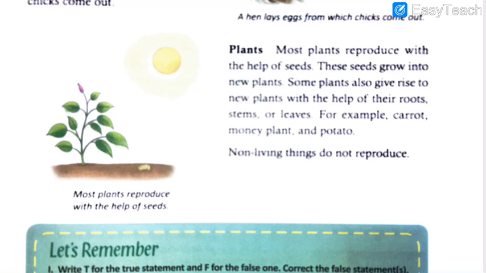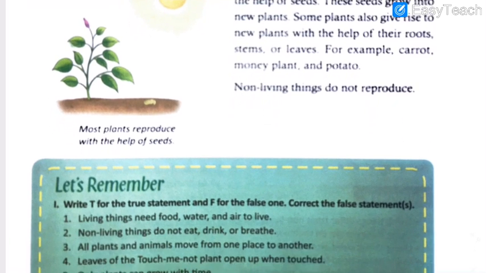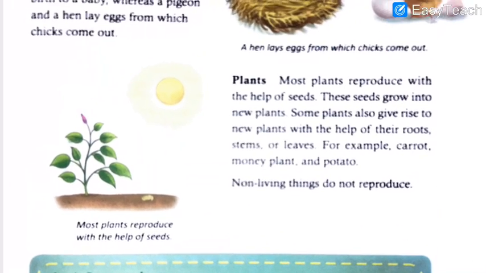So the concept of reproduction of the living creatures ends here. I hope you understood this topic very precisely. It is very easy, you just have to go through it once.